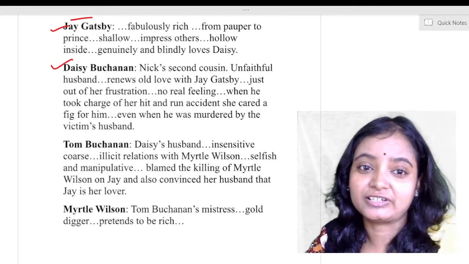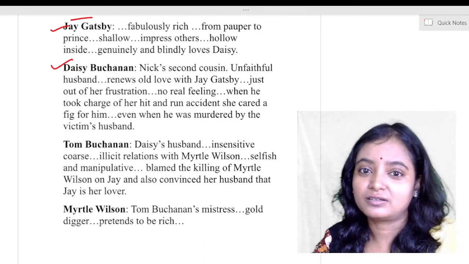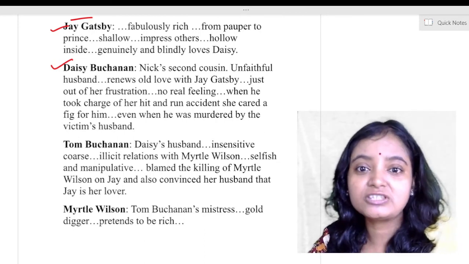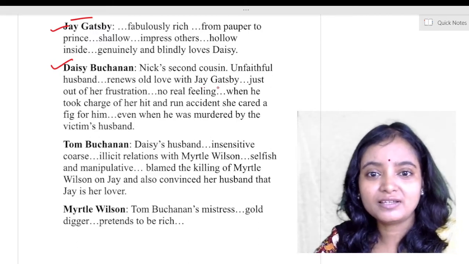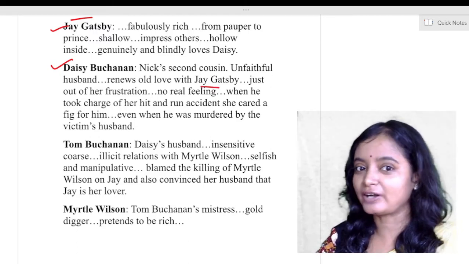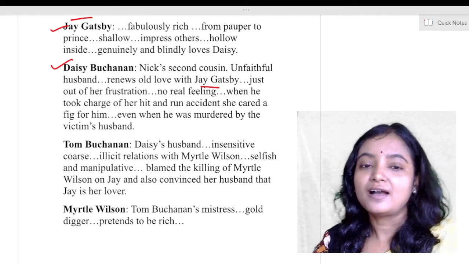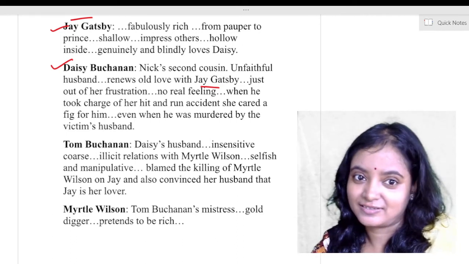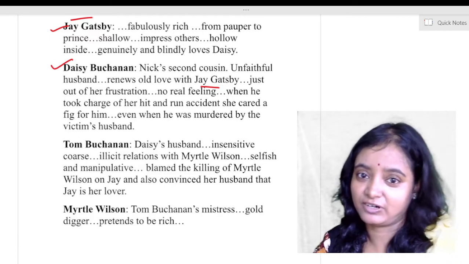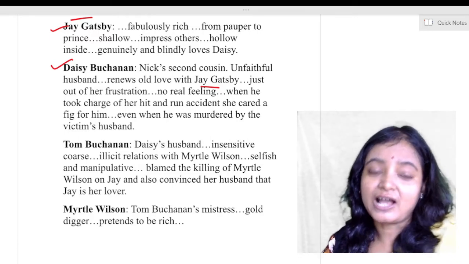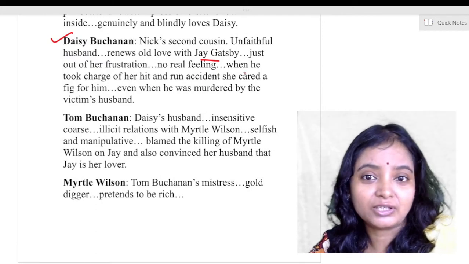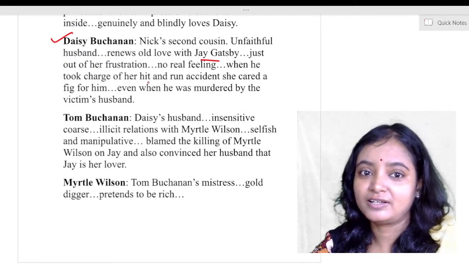I can't concentrate. So Daisy Buchanan rejuvenates her love with J. Gatsby. Why? Does she really love him? Not at all. Because she is depressed. She is depressed with her husband's unfaithfulness. That's why it is just a type of entertainment for her, to get out of her frustration. No real feeling.